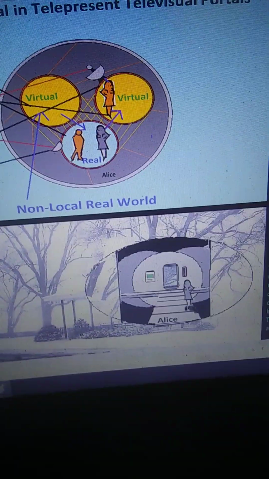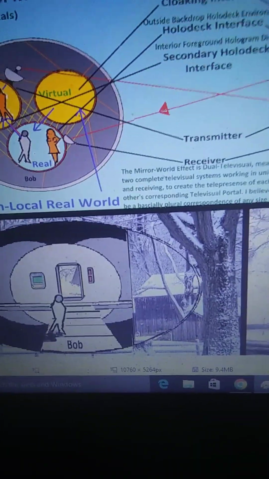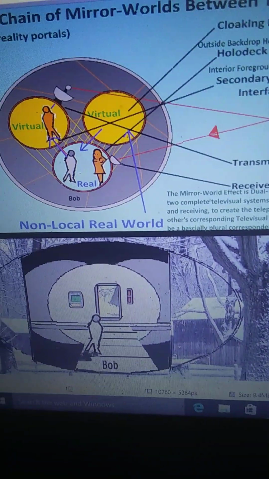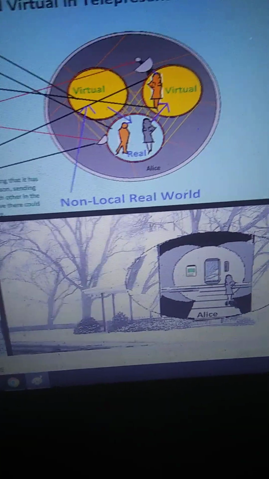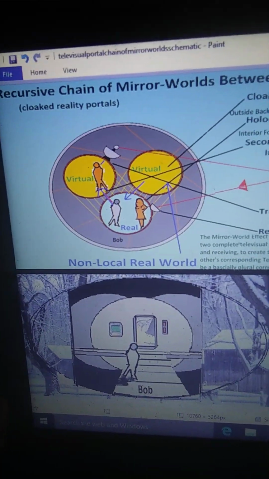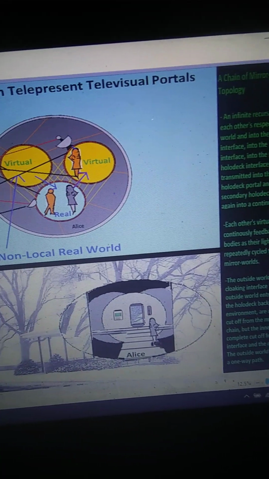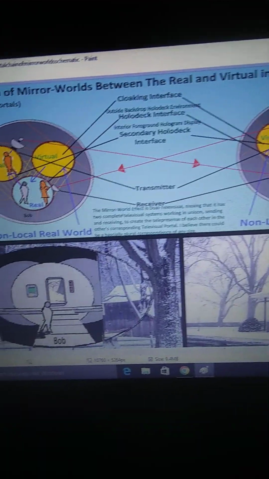And you have 3 chambers as exactly depicted in the schematic cross sections. One for cloaking, one for the main holodeck, and one for the secondary inversion holodeck that takes a negative image and transmits over into a positive form to the real holodeck again. And so this is at least a televisual chain of mirror-world topology, a televised topology.